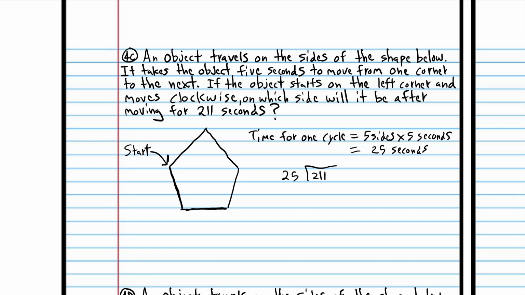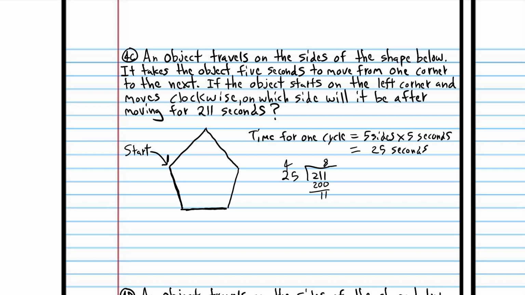And that doesn't go into 2, doesn't go into 21, but it does go into 211. Goes, I'm going to say 8 times. 8 times 5 is 40. 8 times 2 is 16, plus 4 is 20. Sorry, I gave you kind of a hard one there. Bring down 11. So 11 is the remainder.